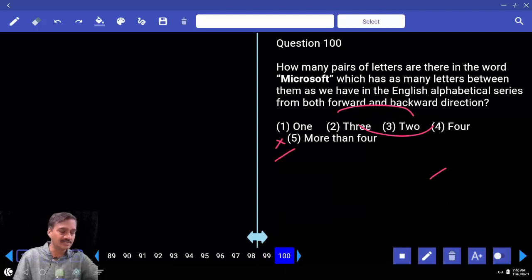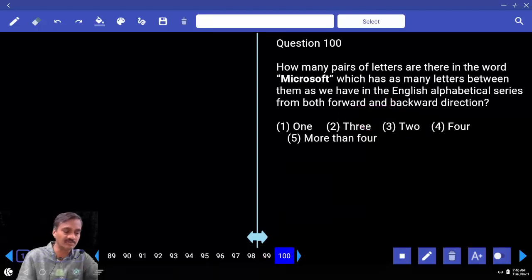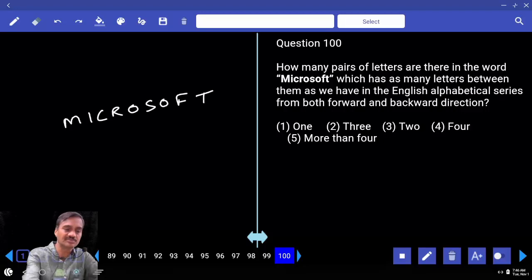And finally 100. Now in this question number 100, how many such pairs of letters are there in the word Microsoft, each of which has as many letters between them as in the alphabet? Starting with M.